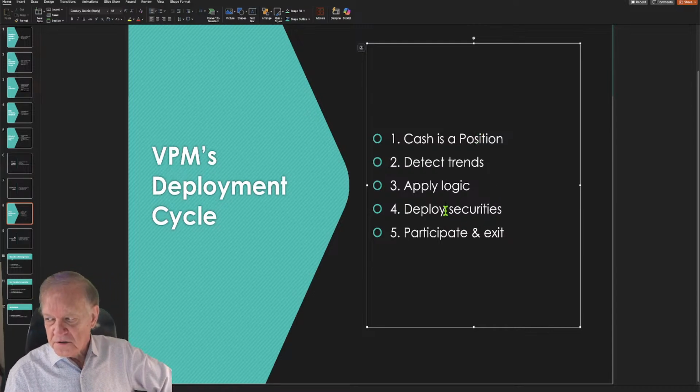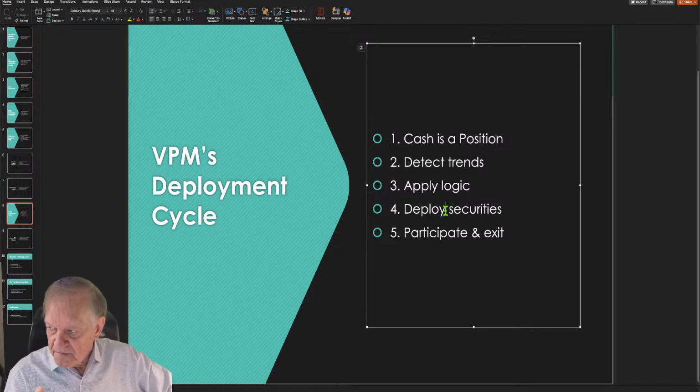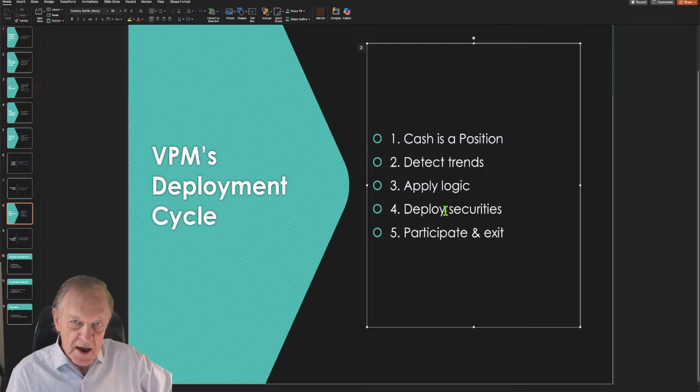So, let's continue the process here. We have cash as a position, meaning we can change our relative risk by adding cash. That's the case right now. I've been telling you folks, we're 40% in cash in a lot of portfolios that we're running at the moment.